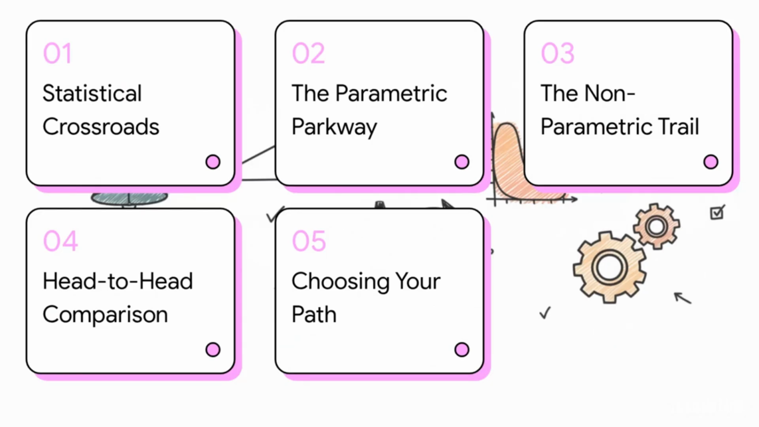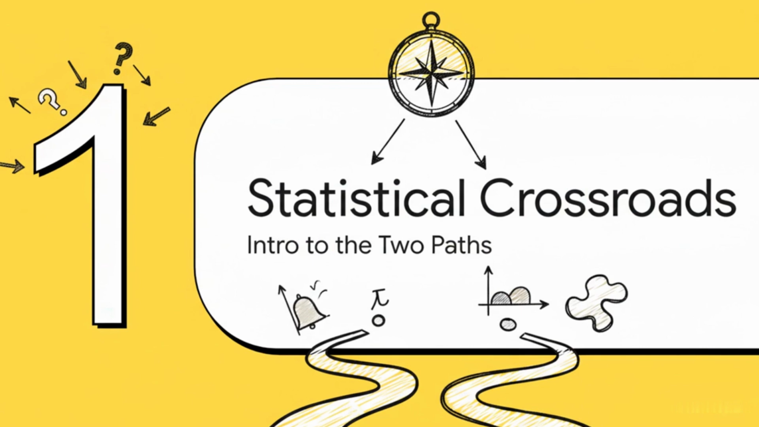To help guide you, we've laid out a really clear roadmap. We're going to start at the crossroads, then we'll explore the two main routes, what we're calling the parametric parkway and the non-parametric trail. After that, we'll put them head to head and finally give you a simple guide to choose your own path. Okay, let's dive right into it.